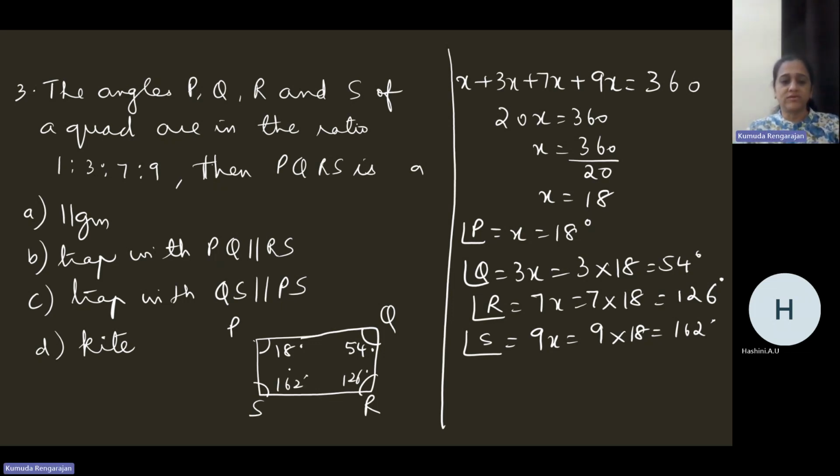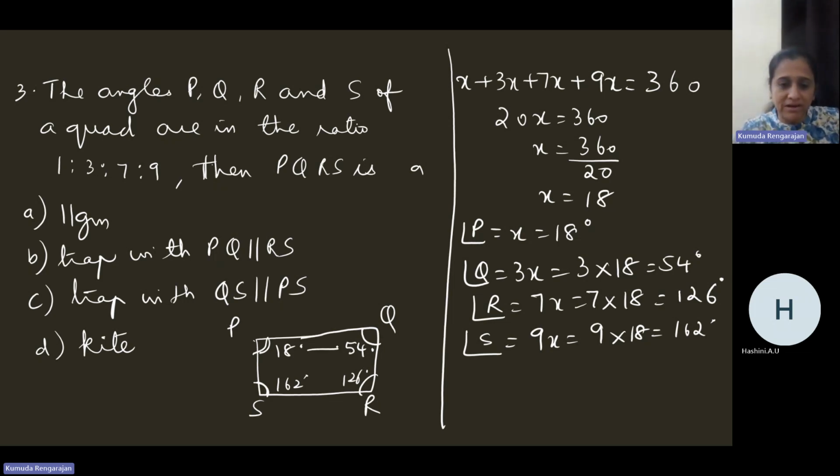Okay, what do you observe? You can see that angle P plus angle S is equal to 180. Those angles are supplementary. Here also you can see 126 plus 54. Angle Q plus angle R is 180. Those angles are supplementary.